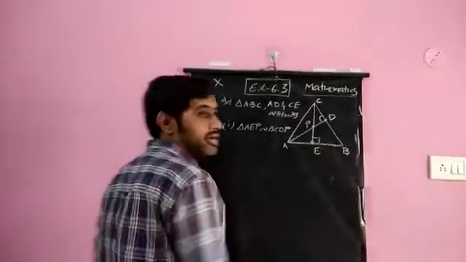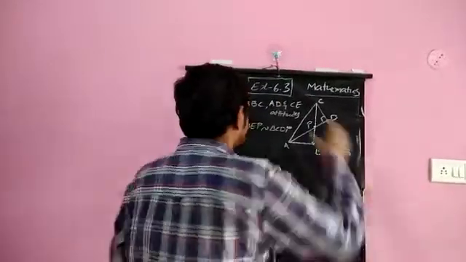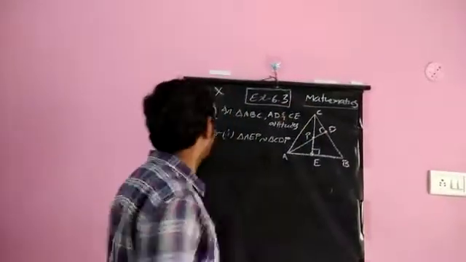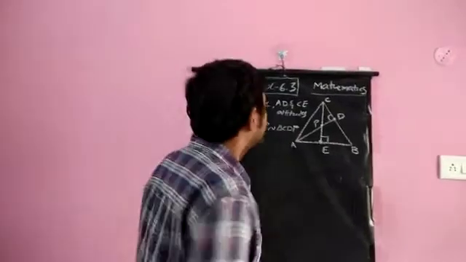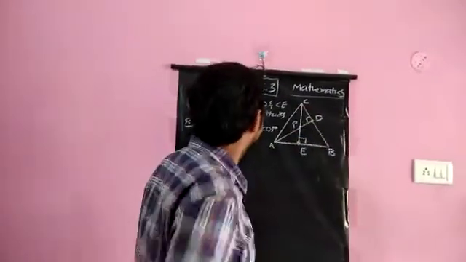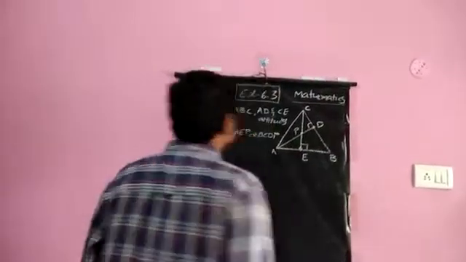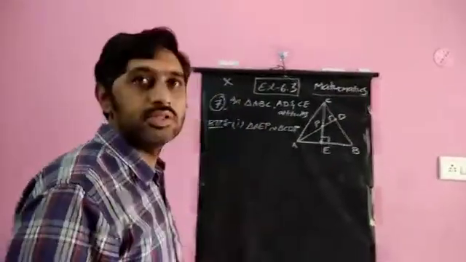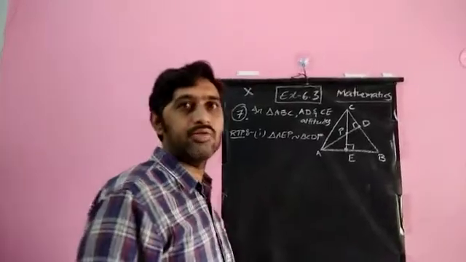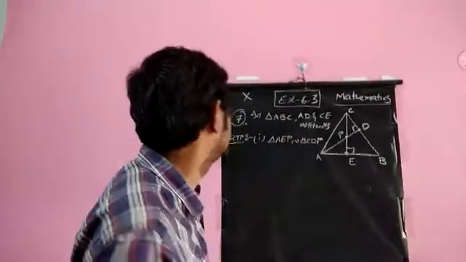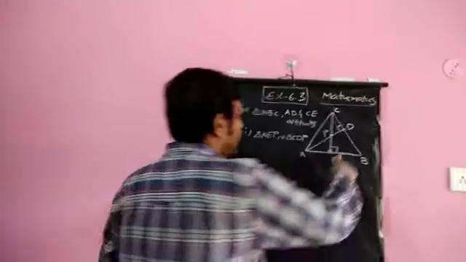Class 10 Mathematics. In the triangles chapter, we have exercise 6.3. We are solving the 7th question. If you see, this is the figure given to us. In triangle ABC, CE and AD are altitudes of triangle ABC. The altitude means it forms a right angle here.